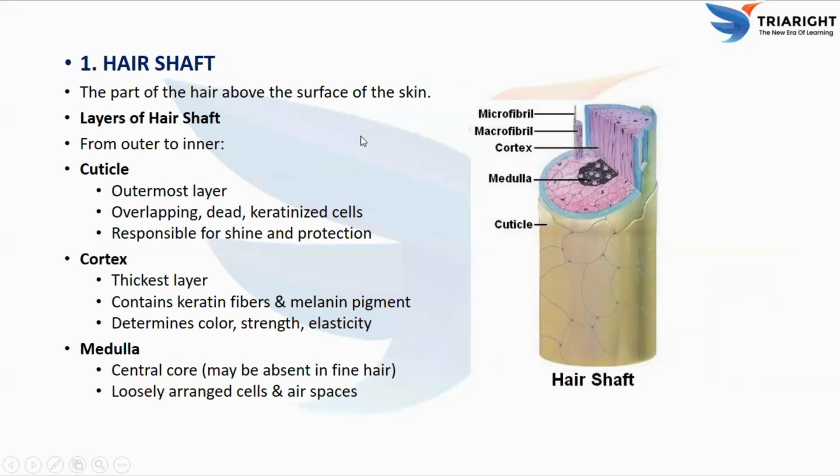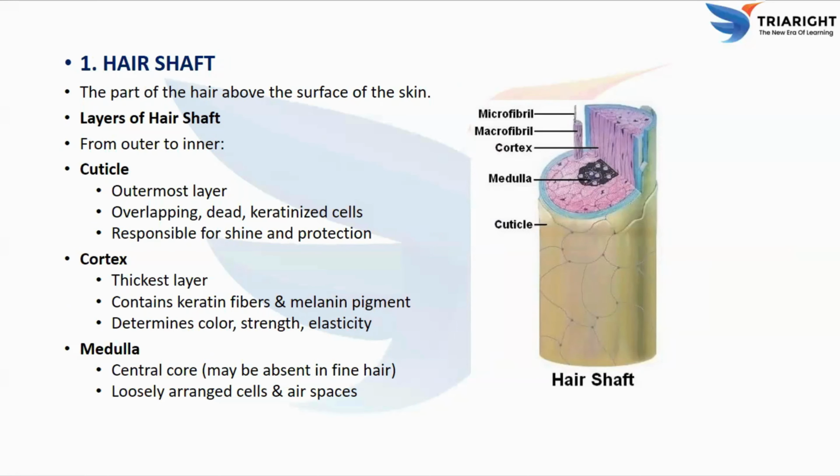So what is the first layer? It's a hair shaft. So what is hair shaft? Hair shaft is the part of the hair that you can see above the skin surface. It is made up entirely of dead keratinized epithelial cells, which is why cutting hair does not cause pain or bleeding. This shaft is made up of three concentric layers arranged from outside to inside.